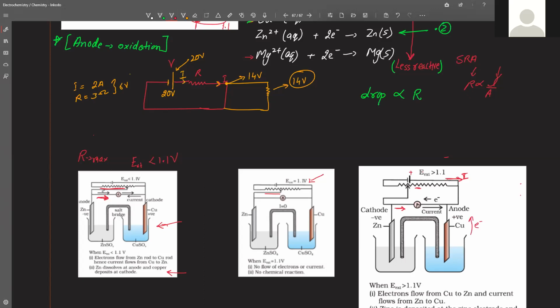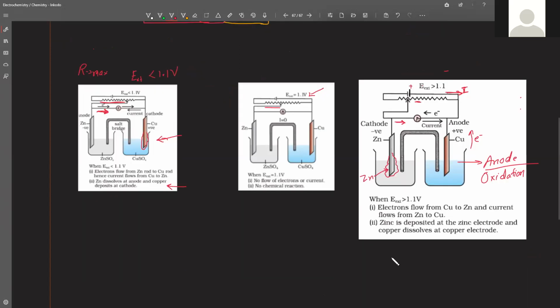That means now electron will actually flow from here. And if electron is flowing from here, that means now this is our anode, because here there is oxidation taking place. And if oxidation is taking place, that means whatever extra copper was getting accumulated here will again start dissolving, and new zinc will again start accumulating here, right? So this is actually the way these cells are recharged.